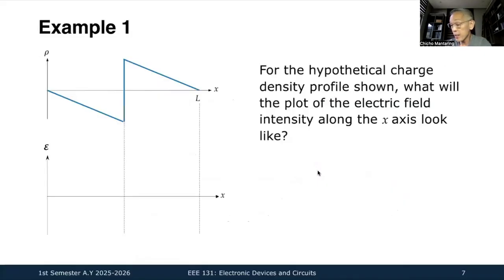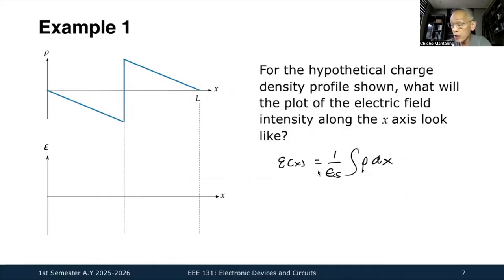So let me give an example. This is hypothetical, but let's assume your charge density looks like this. Charge density is charge per unit volume from the length 0 to L. What will the plot of the electric field intensity look like? Remember, electric field intensity E of x is equal to 1 over epsilon S, the integral of rho dx. So this is the area.